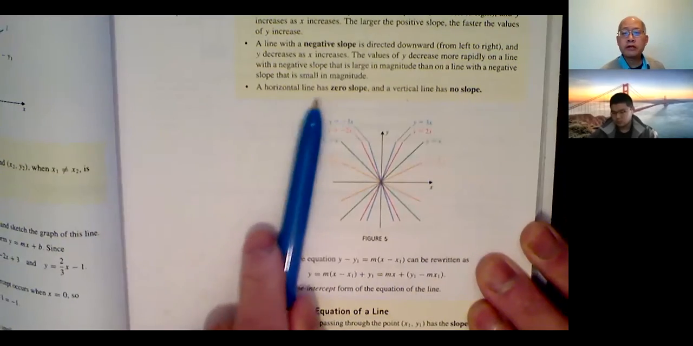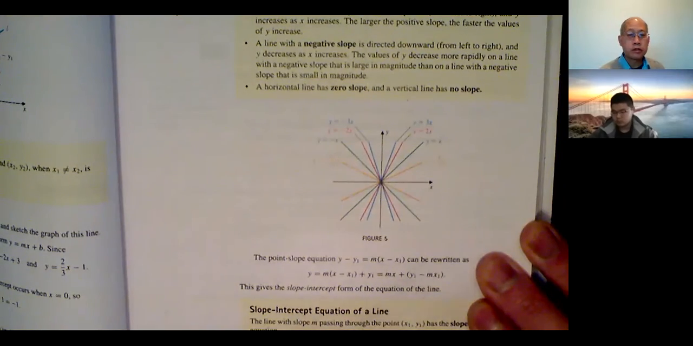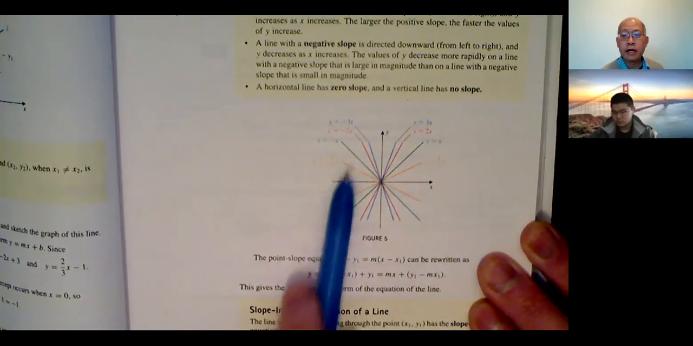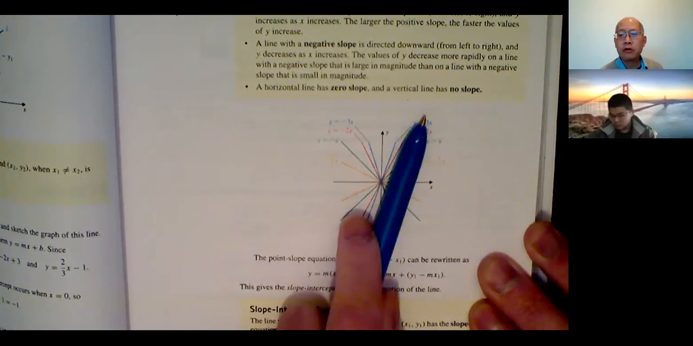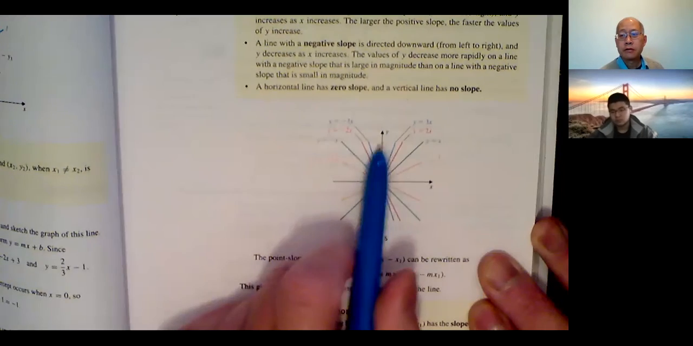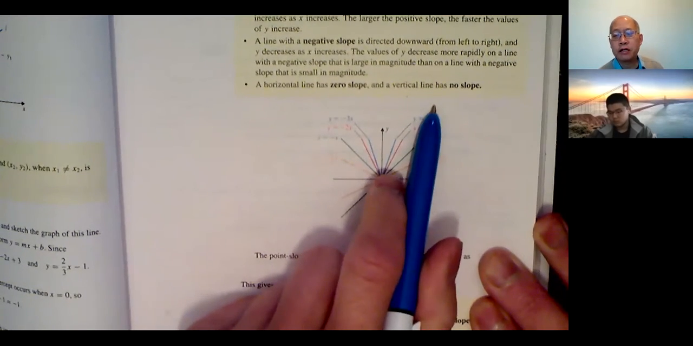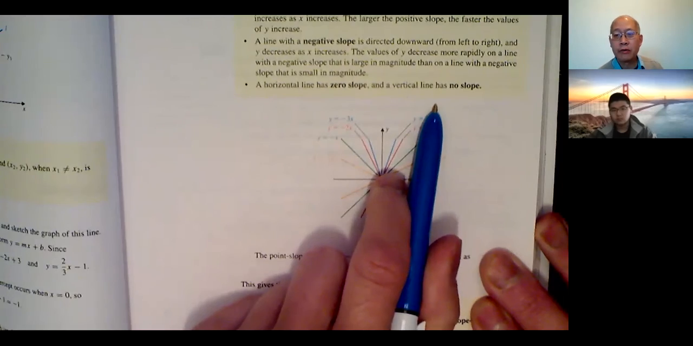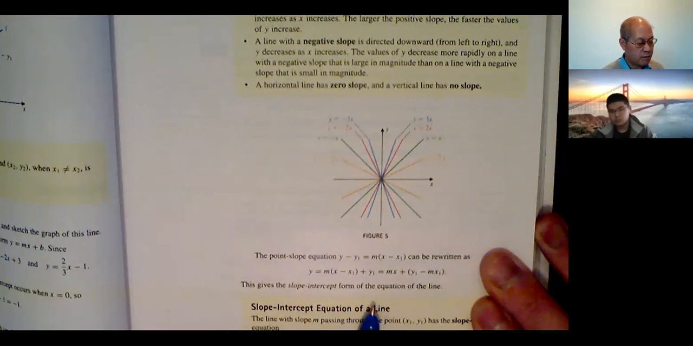A horizontal line has zero slope, or slope of 0. A vertical line has no slope. We often say undefined slope, okay? The reason for that is if you plug into the formula, you get a 0 on the bottom, and we know we're never allowed to do that.